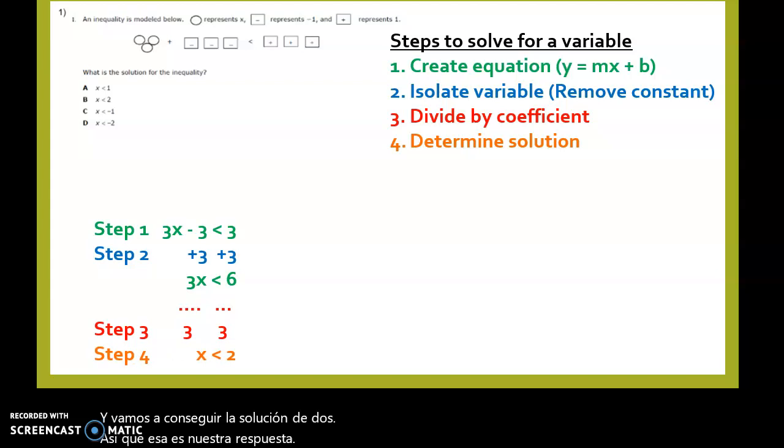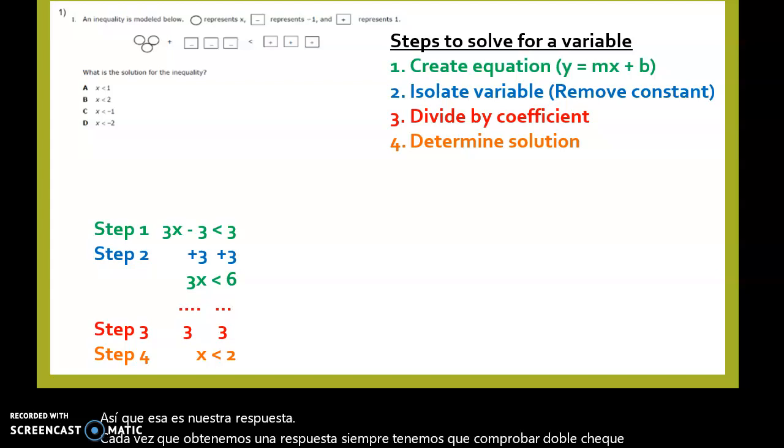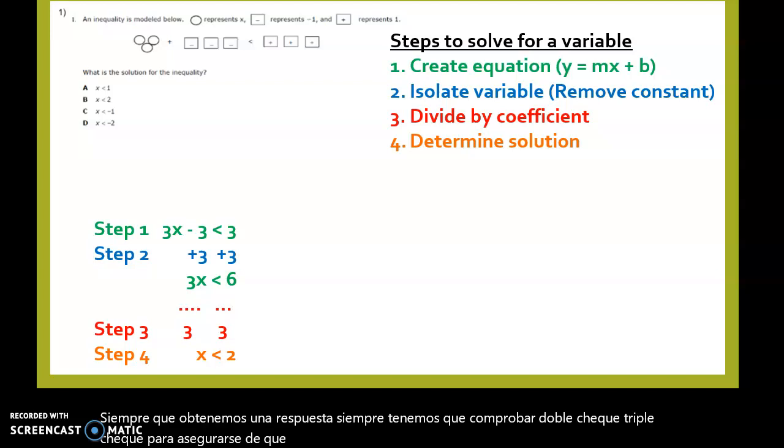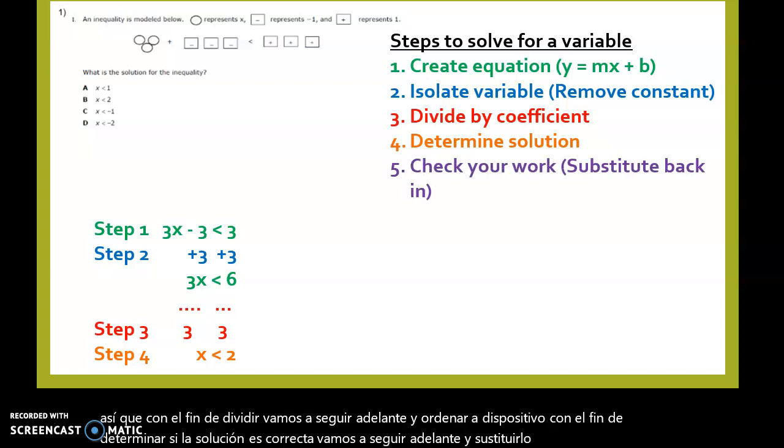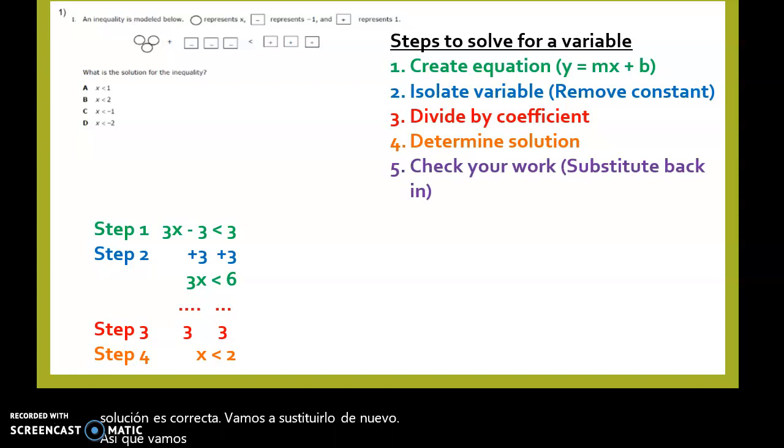Whenever we get an answer, we always need to check, double check, triple check to make sure that it is correct. In order to determine if the solution is correct, we're going to substitute it back in. So we will get the equation of 3x minus 3 is less than 3.